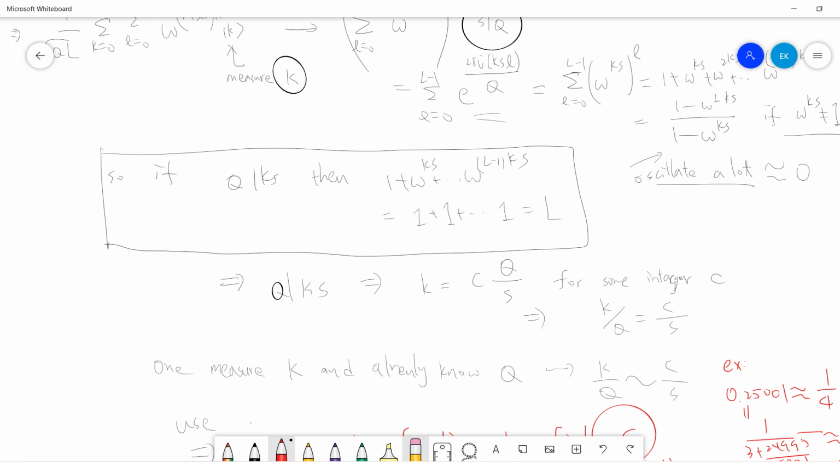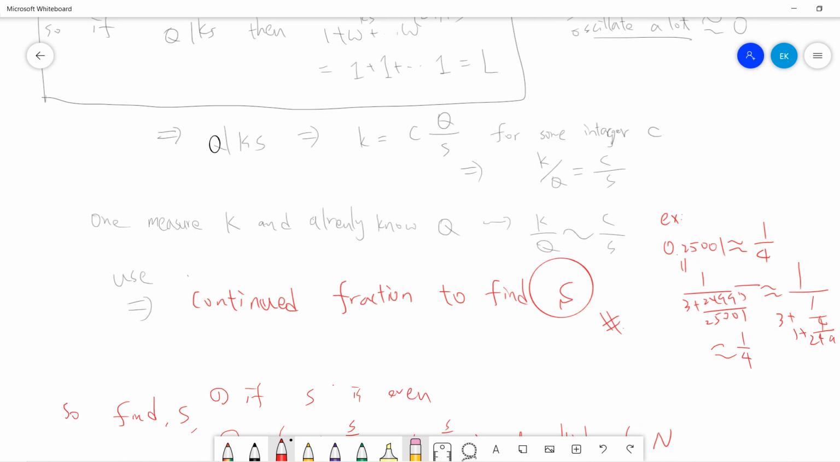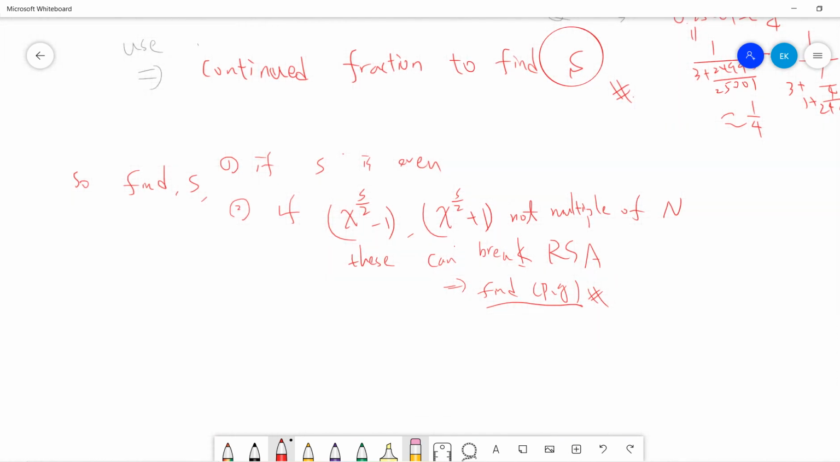Then we measure k, and we already know Q, because Q is 2 to the n. So we get k over Q close to c over s. The idea is that we need to get s, and there's a technique called continued fractions to find s. For example, if you measure k over Q and get 0.25001, then you can use continued fractions to guess that k over Q is 1 over 4. So the final result is that we can use Shor's algorithm to find s.